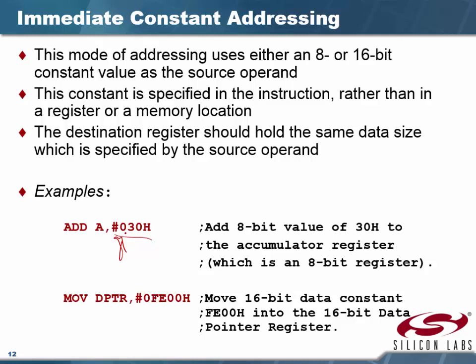they're represented right there. So the number sign there, this means that we're going to move the address 0FE00 into the data pointer. The data pointer happens to be a 16-bit register that's used to point to data for accessing external data in memory in particular.